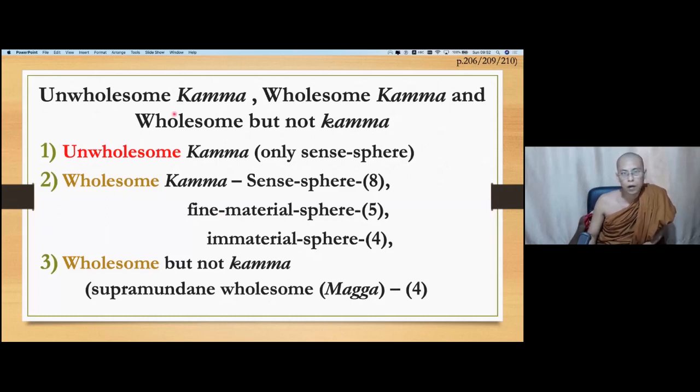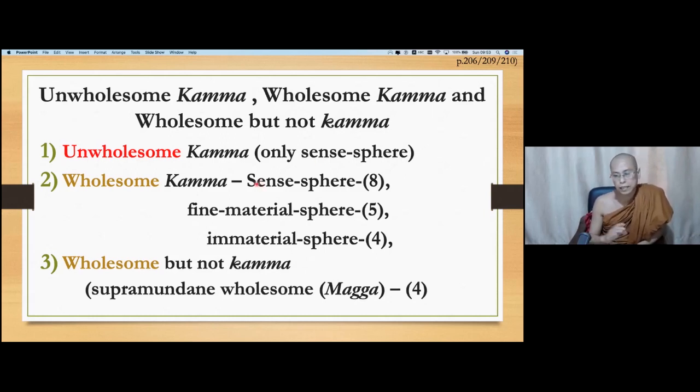Here, unwholesome karma, wholesome karma, and the wholesome but not karma. So here, unwholesome karma: we already know the karmic potency of the volition connected with the 12 unwholesome consciousness is called unwholesome karma. It is only sense sphere, so it is only one type. Whenever you say unwholesome karma, it is only one type, sense sphere karma.